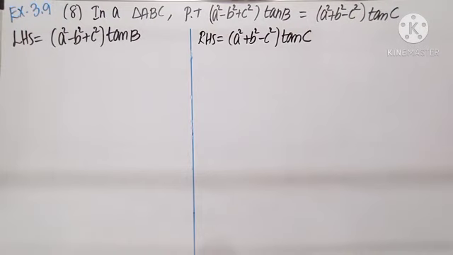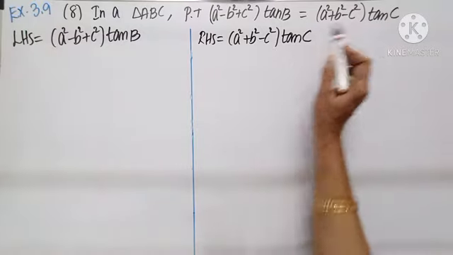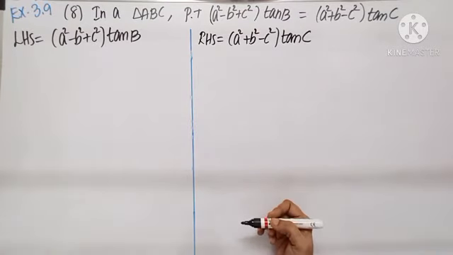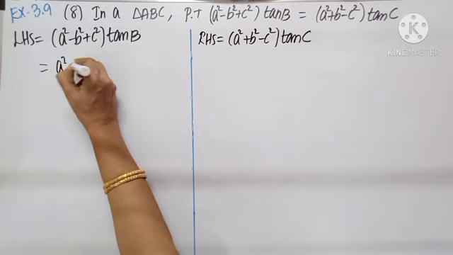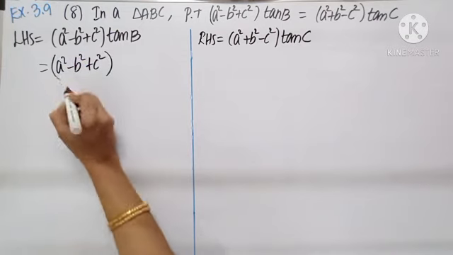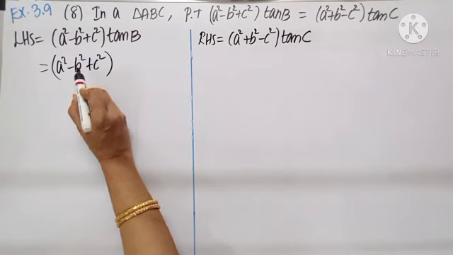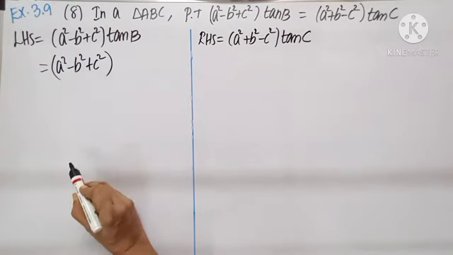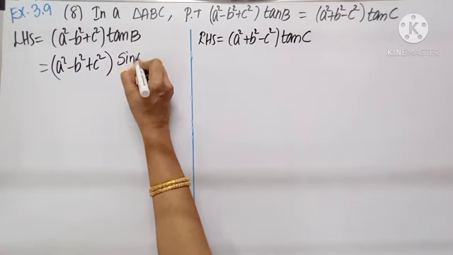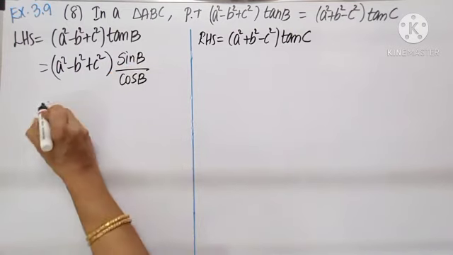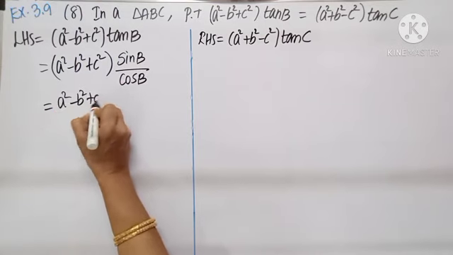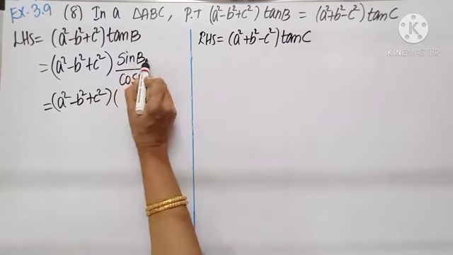Question number 8. In a triangle ABC, prove that (a square minus b square plus c square) into tan b equals (a square plus b square minus c square) into tan c. Let us derive LHS and RHS separately. Show that they are equal. A square minus b square plus c square. As I look at this, I know this is related to the cosine formula. So tan b, let us write sin b by cos b.